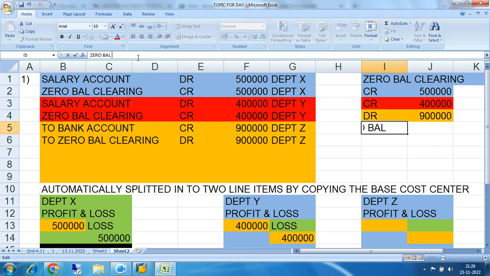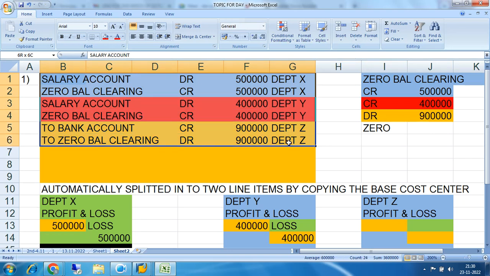So zero balance clearing is such a GL account which is under the balance sheet type, which helps in preparation of financial statements properly, right? So zero balance clearing account is such a GL account which makes preparation of the profit and loss account perfect, making the balance of the profit and loss account and balance sheet profit center wise or segment wise.